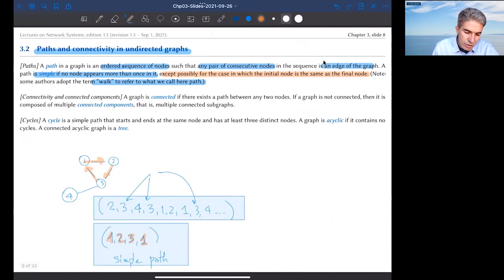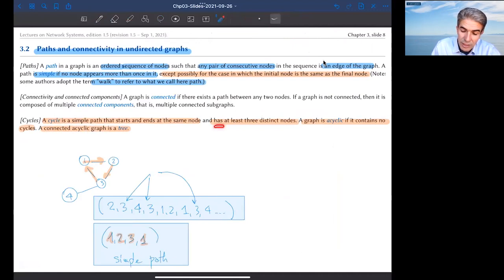So let me say it one more time. The cycle is a simple path that starts and ends at the same node and has at least 3 distinct nodes. A graph is acyclic if it contains no cycles. And a connected acyclic graph is called a tree. Here my definitions are slightly more accurate than the ones that I gave in the following slide. Let me clarify how they're more accurate.